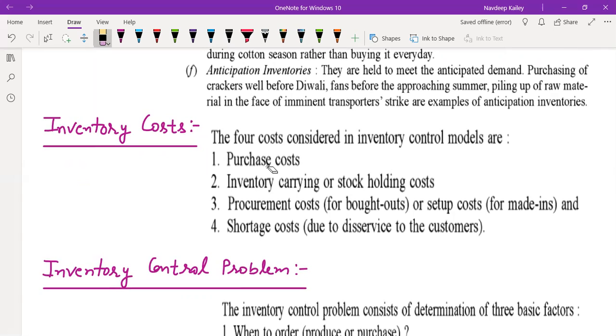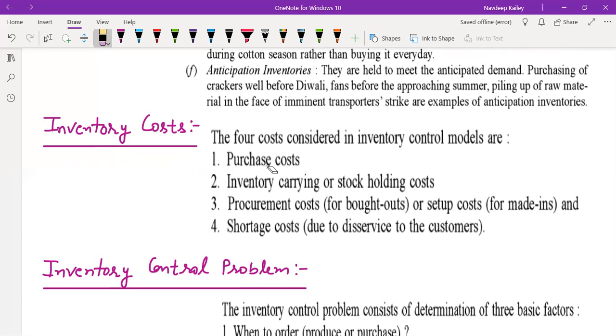The next is inventory carrying cost. They arise on account of maintaining the stocks and the interest paid on the capital tied up within the stock. They vary directly with the size of the inventory as well as the time for which the item is held in stock. And the next is procurement cost or setup cost. These include the fixed cost associated with placing of an order or setting up a machinery before starting production.